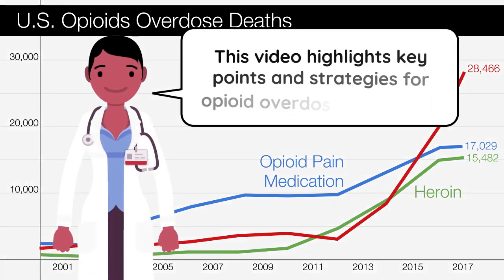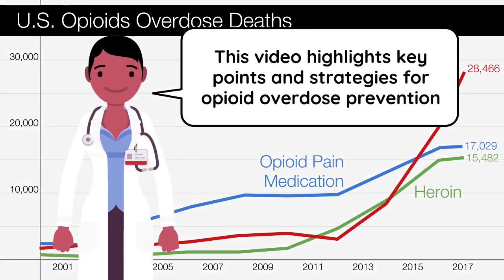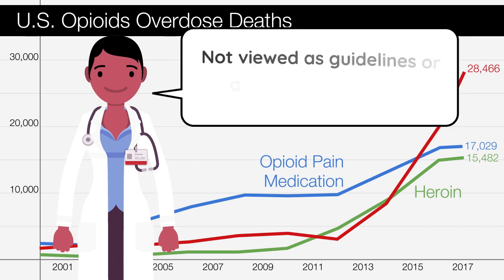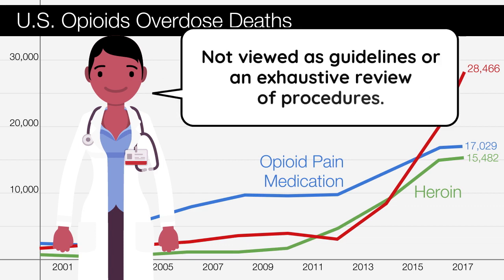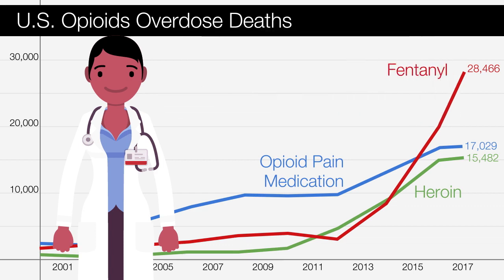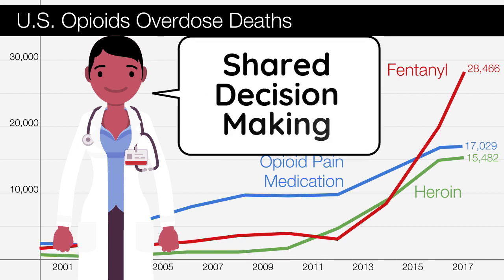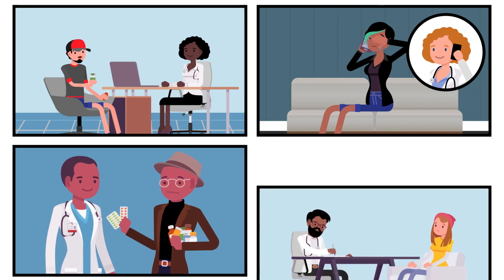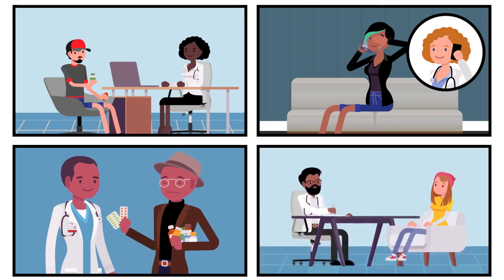This video highlights key points and strategies for opioid overdose prevention and should not be viewed as guidelines or an exhaustive review of procedures. A key to success for opioid overdose risk prevention is shared decision-making in patient-centered care, which is a dynamic give-and-take process. Discussing overdose risk prevention may be uncomfortable, but it is important and represents high-quality care.